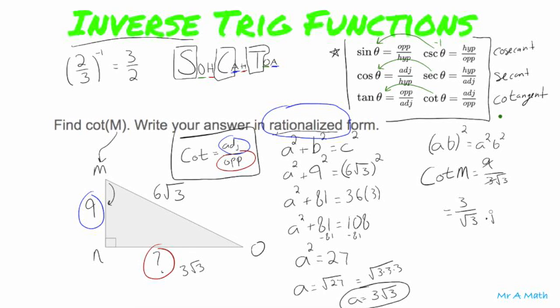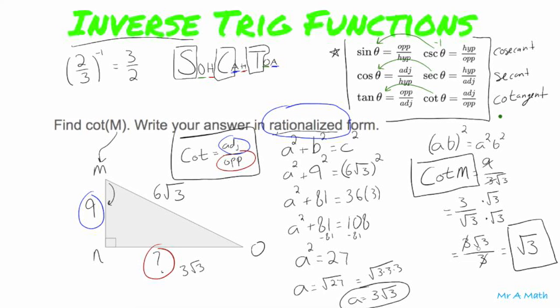And so what we're going to do is rationalize this by multiplying top and bottom by the square root of 3. And so this turns out to become 3 times the square root of 3 over square root of 3 times square root of 3, which is just 3. And then the 3's cancel, or simplify to 1 over 1, which leaves my final value as the square root of 3. So in conclusion, cotangent of m is just equal to the square root of 3. And that is my answer.